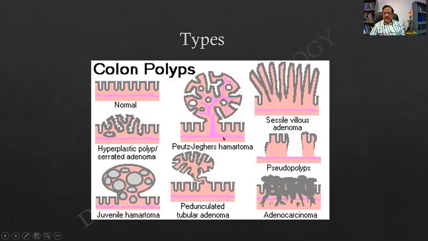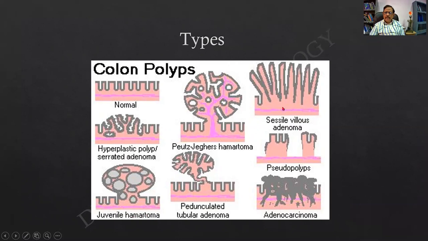This pink line is the muscular tissue, and it also goes into the polyp. It branches and rebranches. This is a peculiarity of a polyp called the Peutz-Jeghers polyp. And in some cases, I find well punched out glands. It is very common in a juvenile polyp, which is a hamartoma. Hamartoma means it is an abnormal proliferation of a normal tissue.